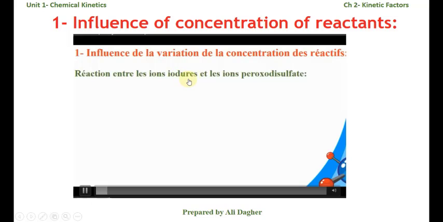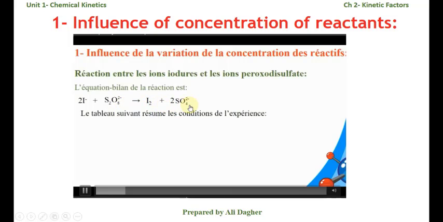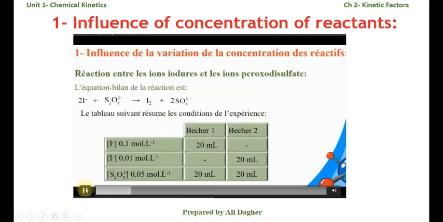Here is another experiment with the same observation: the reaction between iodide ions and peroxydisulfate ions S2O8 2-. The net equation is 2I- plus S2O8 2- give I2 plus 2SO4 2-. The following table summarizes the conditions of the experiment. We have two beakers. In beaker 1, we put 20 milliliters of I- (KI solution) of concentration 0.1 mole per liter and 20 milliliters of S2O8 2- solution of concentration 0.05 mole per liter.